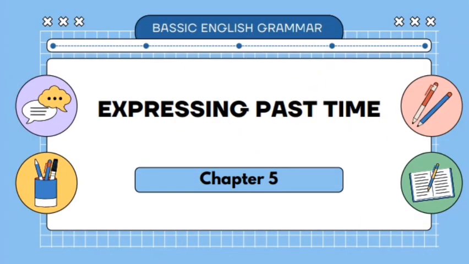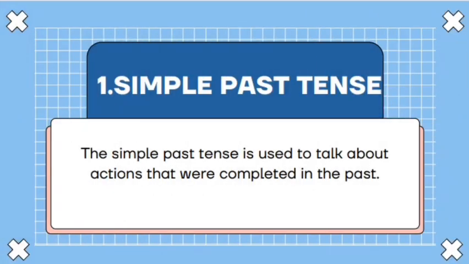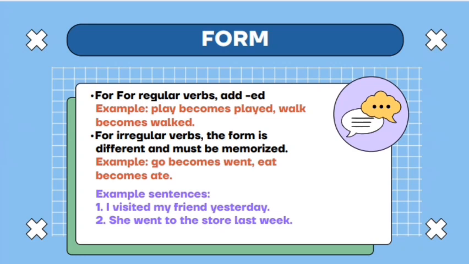Next chapter, chapter 5, expressing past time. 1. Simple past tense. The simple past tense is used to talk about actions that were completed in the past. The form for regular verbs: add -ed. Example: play becomes played, walk becomes walked.